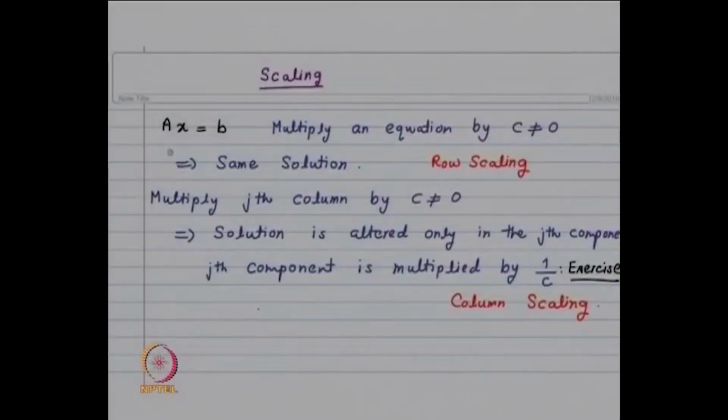So, you have scaling. A x is equal to b: multiply an equation by c not equal to 0, you get the same solution. This is known as row scaling. Multiply the jth column by c not equal to 0, the solution is altered only in the jth component, and the change is that the jth component is multiplied by 1 upon c. This is our exercise, and this is known as column scaling.